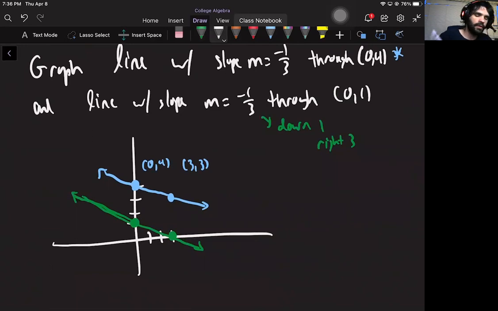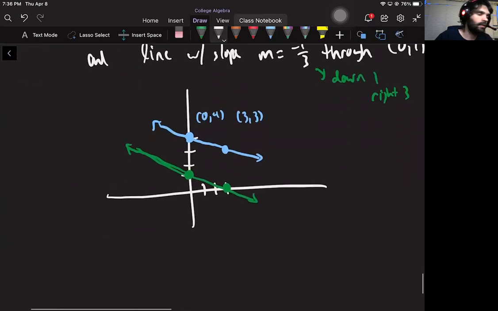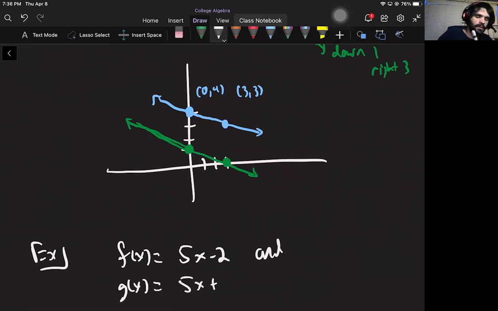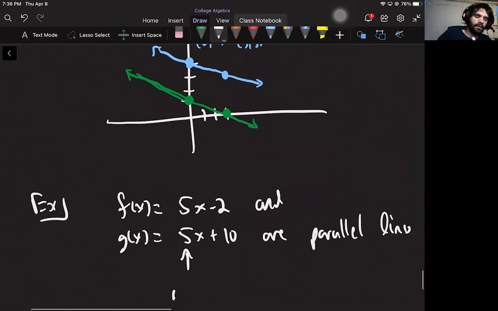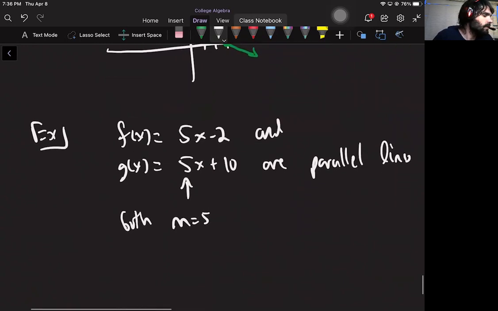So you can have 2 equations given to you instead of 2 pieces of information and also see when things are parallel. So for example, f of x equals 5x minus 2 and g of x equals 5x plus 10 are parallel lines too. And that's just because I can look and see that they both have m equals 5. So what will keep happening is they'll both be going up 5 over 1 at the same rate. And that's why they'll never touch.